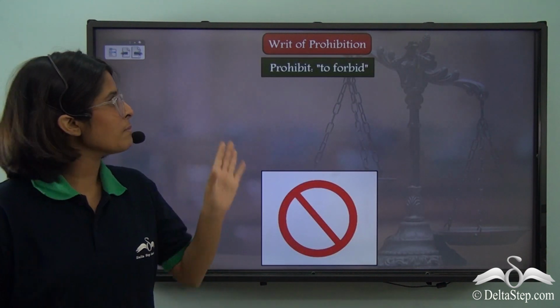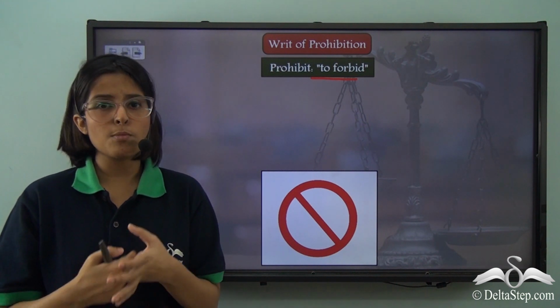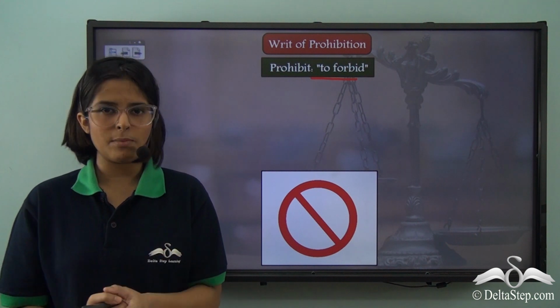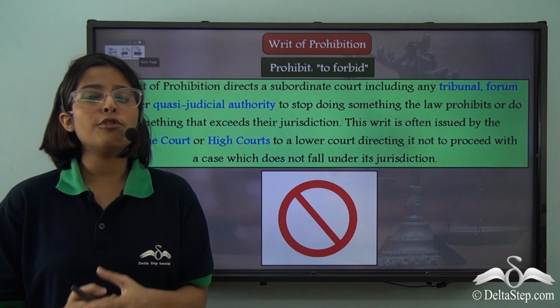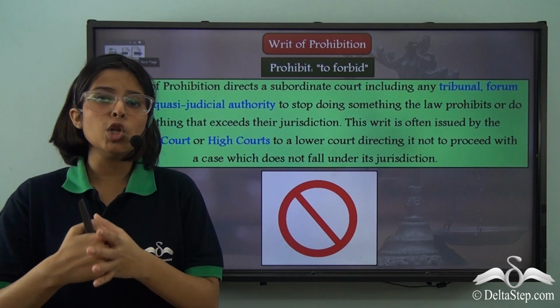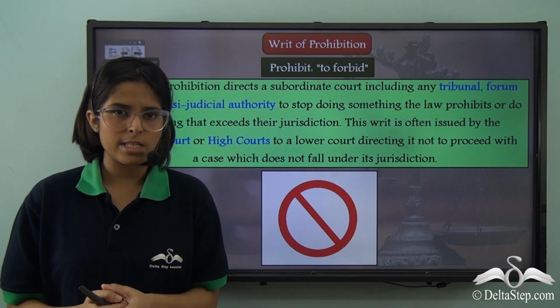To prohibit means to forbid. So if you prohibit someone from doing something, it means that you are stopping someone from doing something. So in the matter of law or in the matter of the writ of prohibition, it prohibits a lower court or an inferior court from exceeding its jurisdiction.